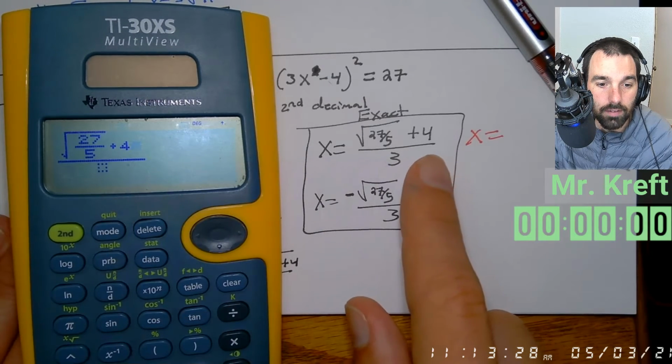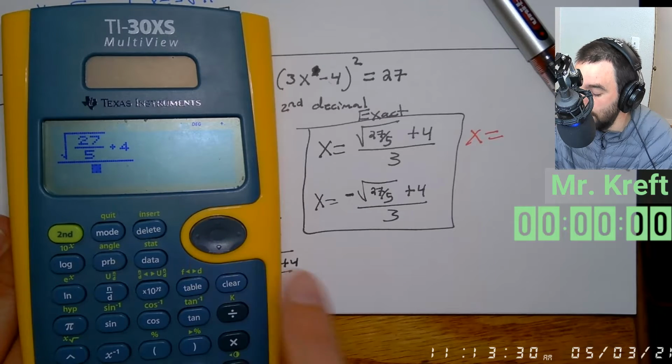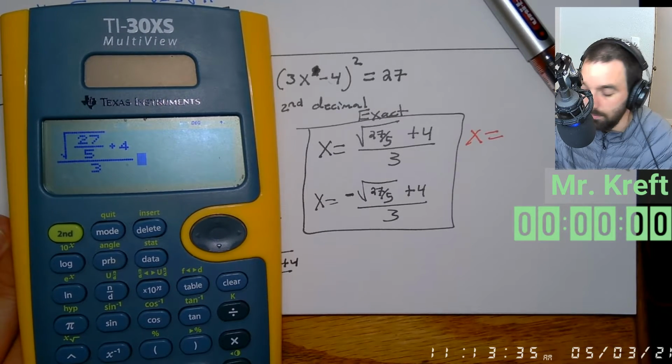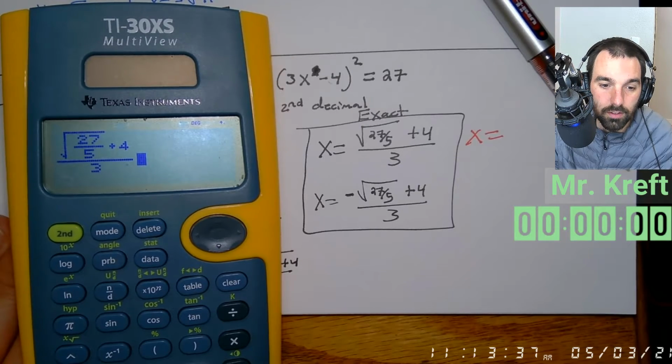So that's looking just like I have here. And then on the bottom, I'm going to put 3. Okay, and then I hit enter. And hey guys, Desmos.